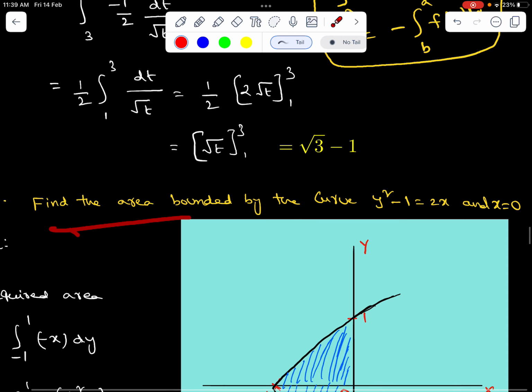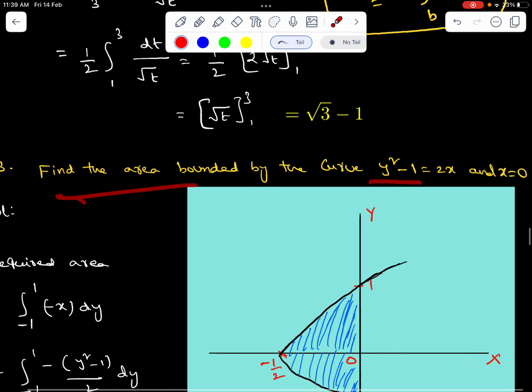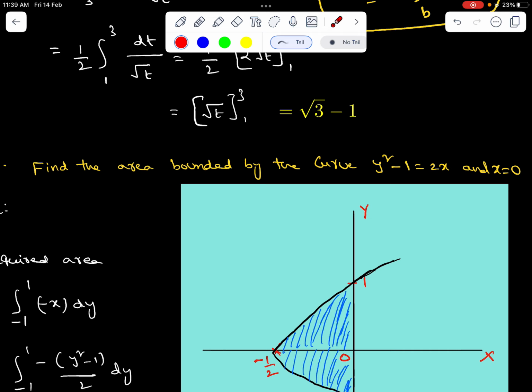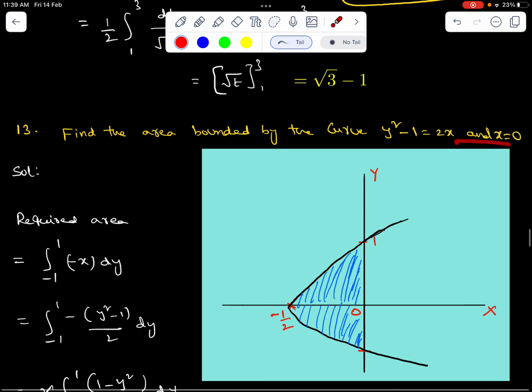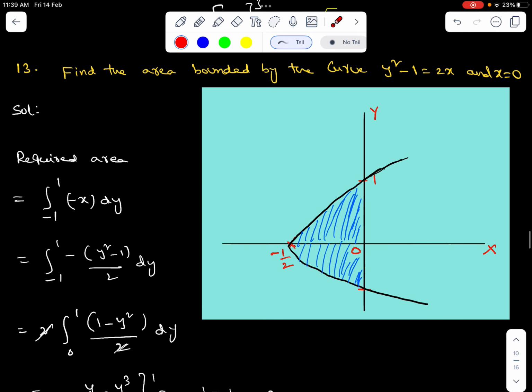Find the area bounded by the curves y square minus 1 equal to 2x and x equal to 0. Required area. You can observe, first of all, y square minus 1 is equal to 2x. Suppose x equal to 0. Therefore, y square is equal to 1. Therefore, y is equal to plus or minus 1. This is the plus 1, this is the minus 1.